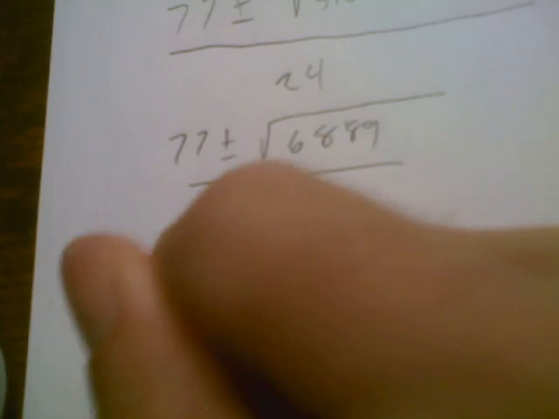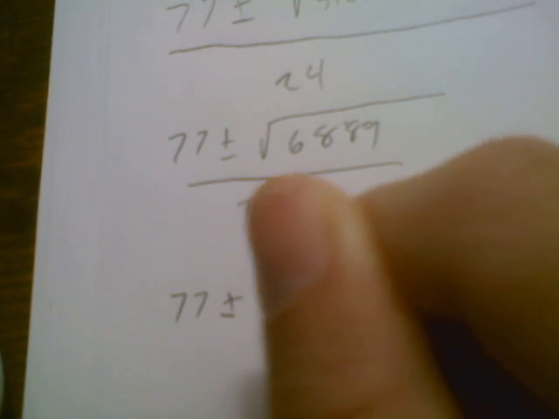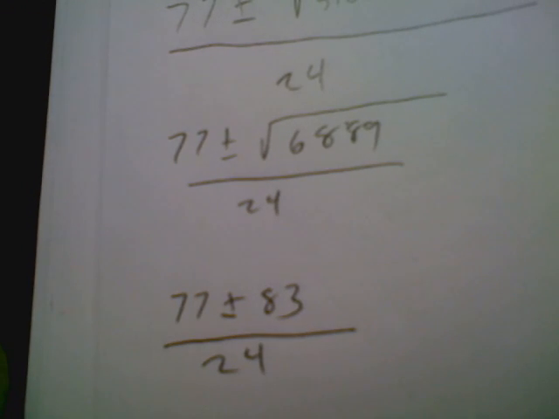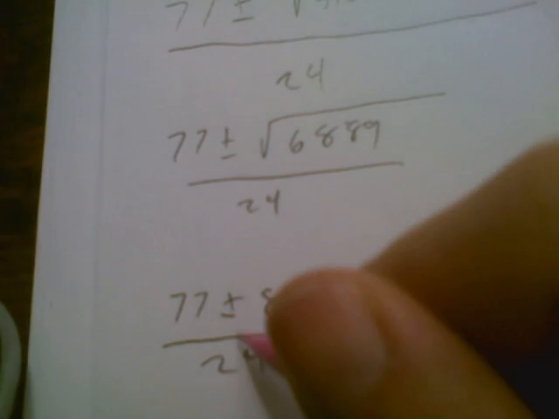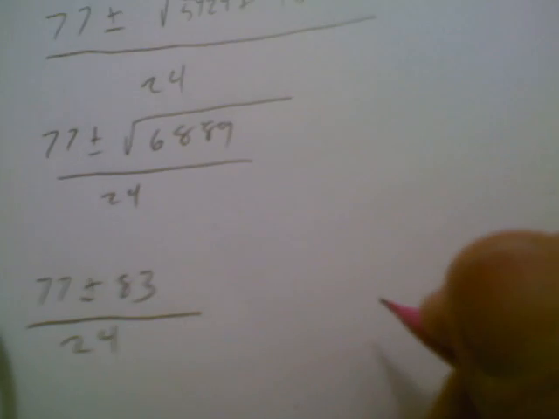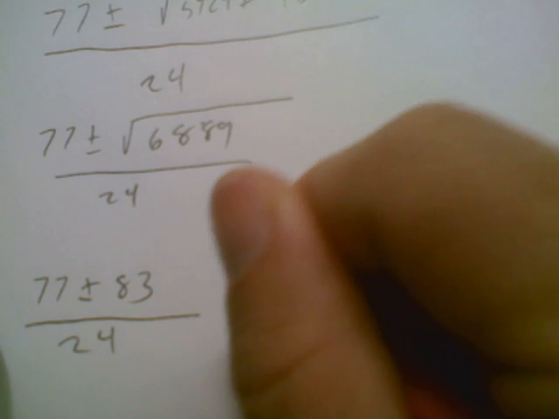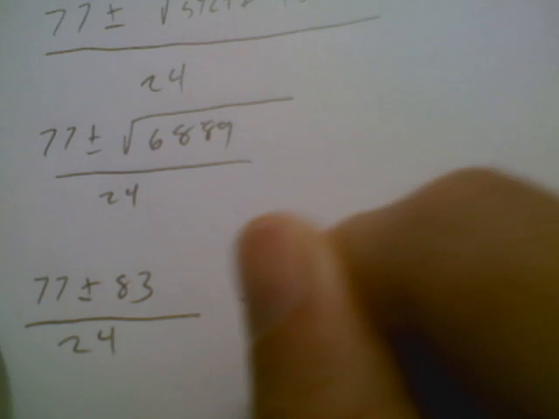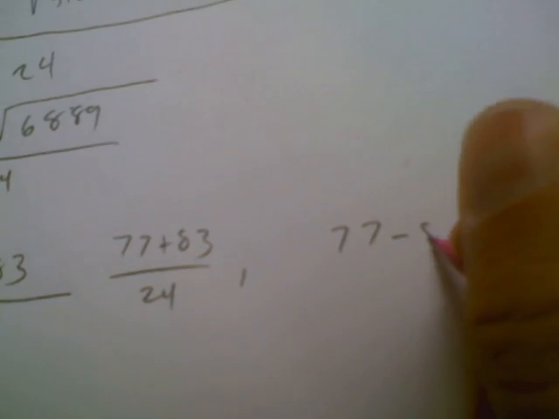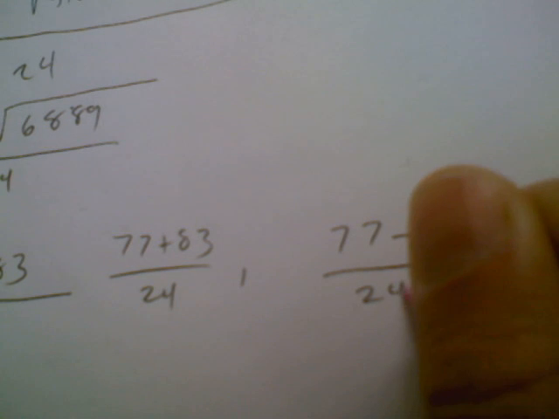We have 77 plus or minus 83, everything over 24. And this is when we have two separate answers. This is when it splits off. This plus or minus means we add one and subtract the other. We add it once, subtract it a second time. So it's 77 plus 83 over 24. And the other one would be 77 minus 83 over 24.